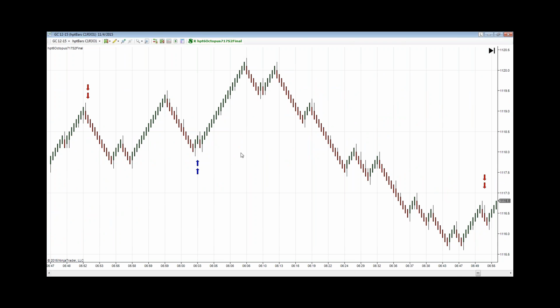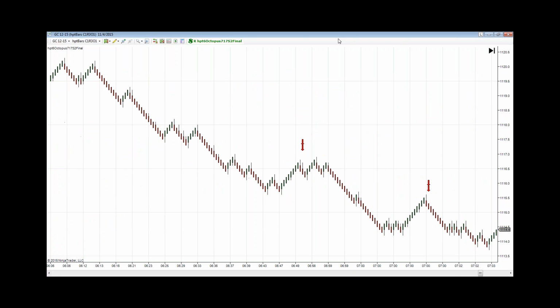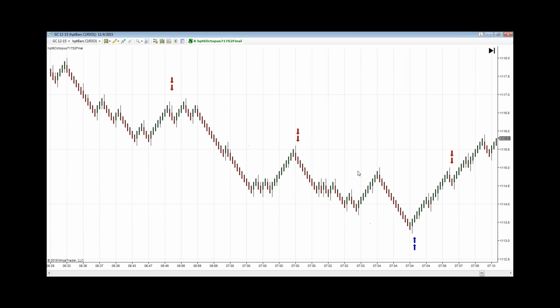Got a nice scalp, couldn't hold the runner. All right, got a nice short trade to the downside. Here's 1, here's 2, right? And now a long trade to the upside right here, okay? So that's it. That's the standard template.